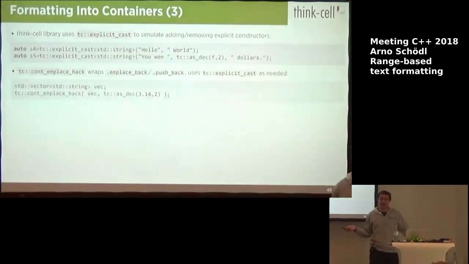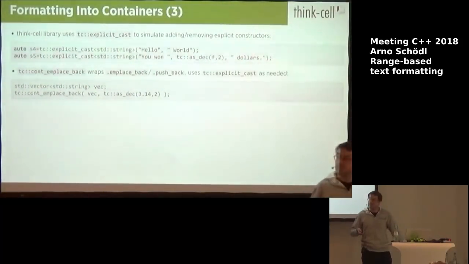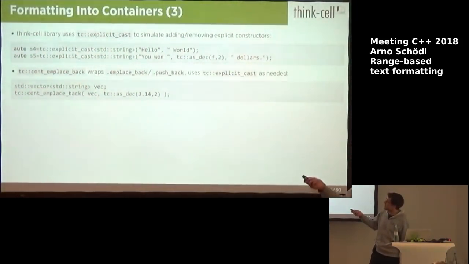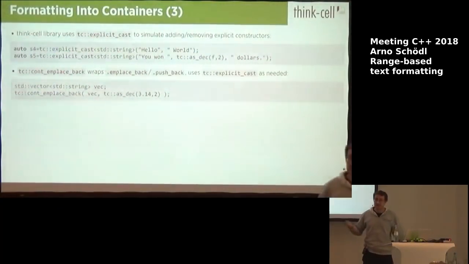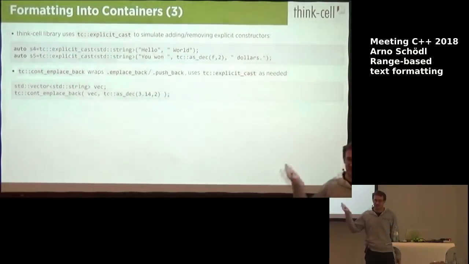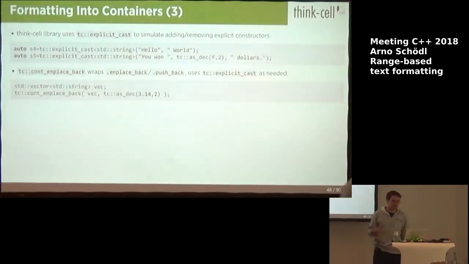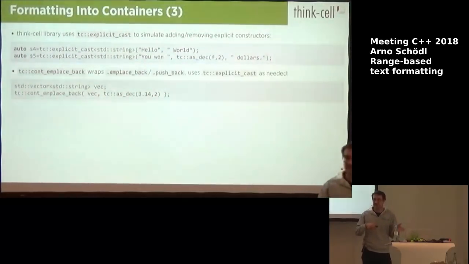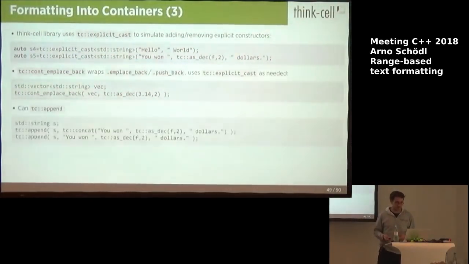Now, there's also a wrapper for emplace_back that also uses explicit cast. So you can do something like that. If I have a vector of string, and then I say, okay, emplace_back to the vector a string-like thing that I can create a string out of, like the sdec, then when you emplace_back it, it will automatically turn it into a string and put it at the end of the vector. Explicit cast in the library is not restricted to containers, but I'm showing you here the container part.